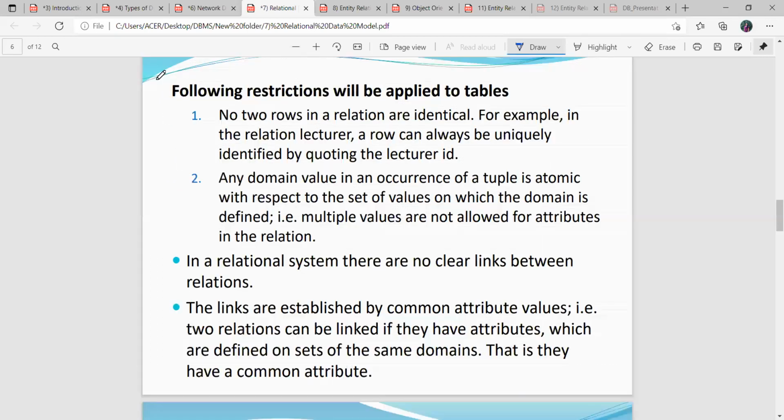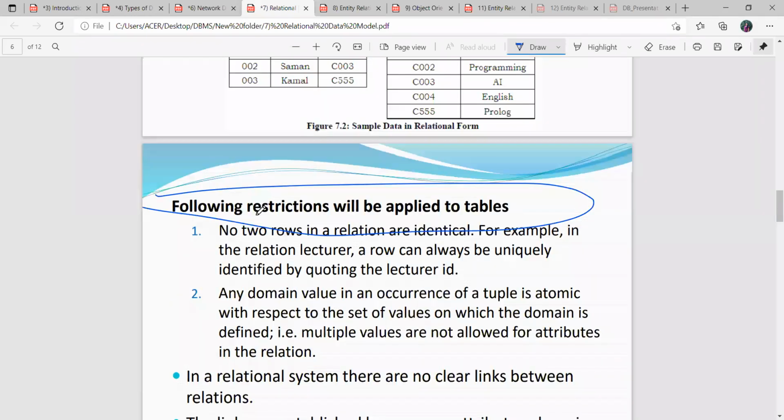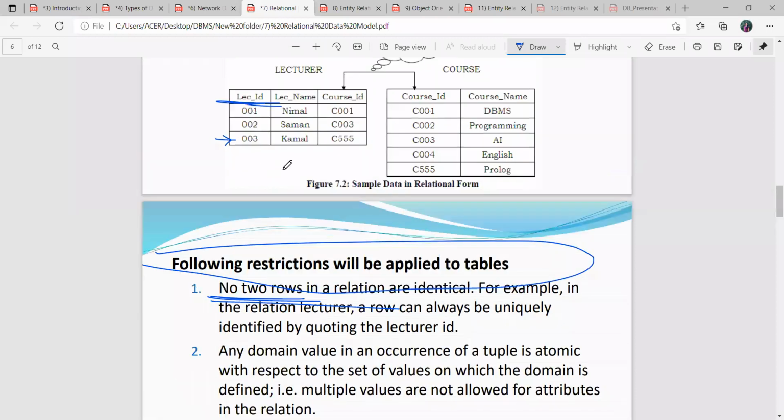These are some restrictions that will be applied to the table. In this case, no two rows in a relation are identical. So you cannot have two rows as 0, 0, 3. In this relation, no two rows are identical.